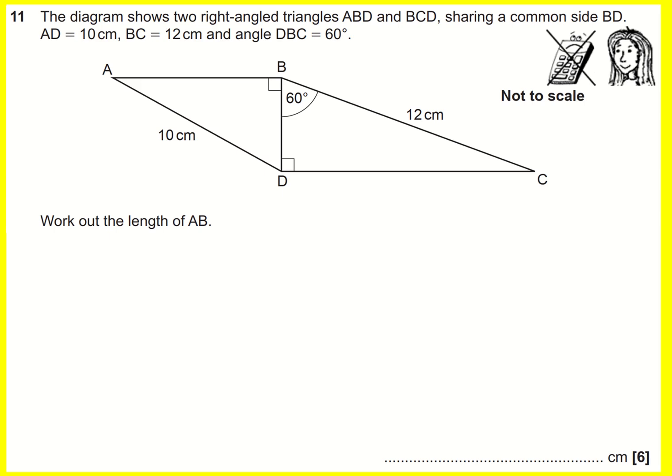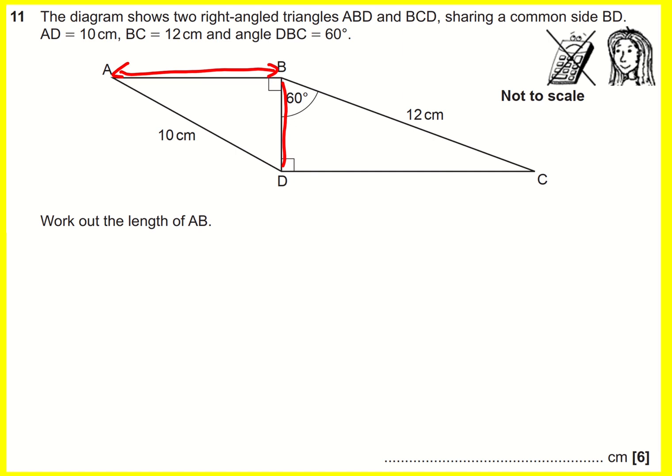Right, here we're asked to work out the length of AB. We've got a right angle triangle, we've got the hypotenuse on it. We can't do it as things stand. However, we've got this triangle on the right where we've got another right angle triangle, we've got its hypotenuse and we've got an angle of 60 degrees. This is a trigonometry problem. If we can work out the length of BD, then we can then use Pythagoras to work out AB.